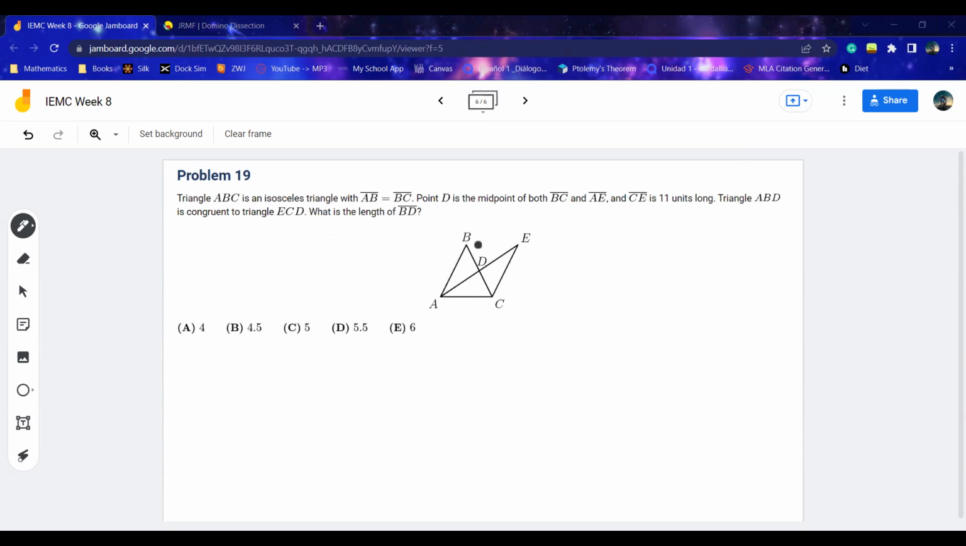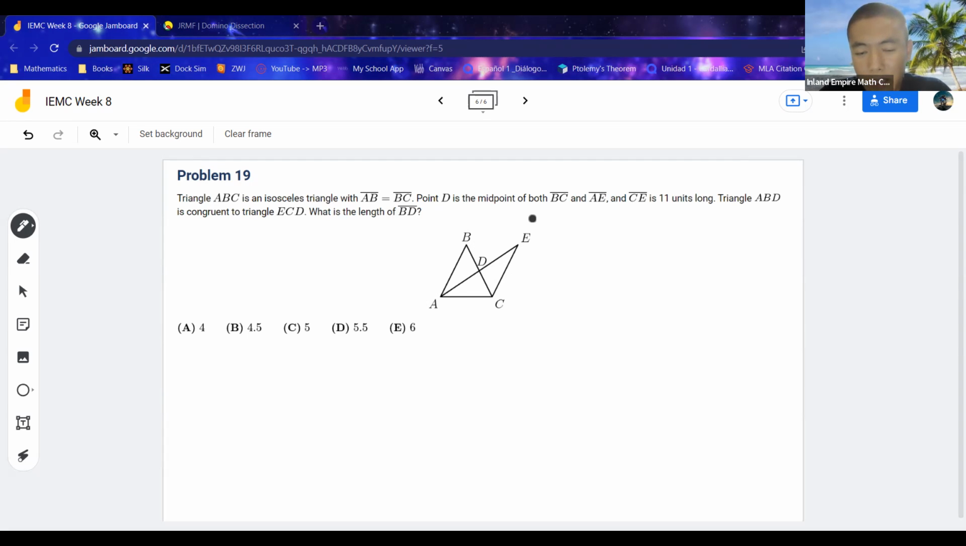And point D is the midpoint of both BC and AE. As we already discussed, the midpoint divides the line in half, which means BD equals DC and AD equals DE. CE is 11 units long, so we'll just write that real quick, 11.